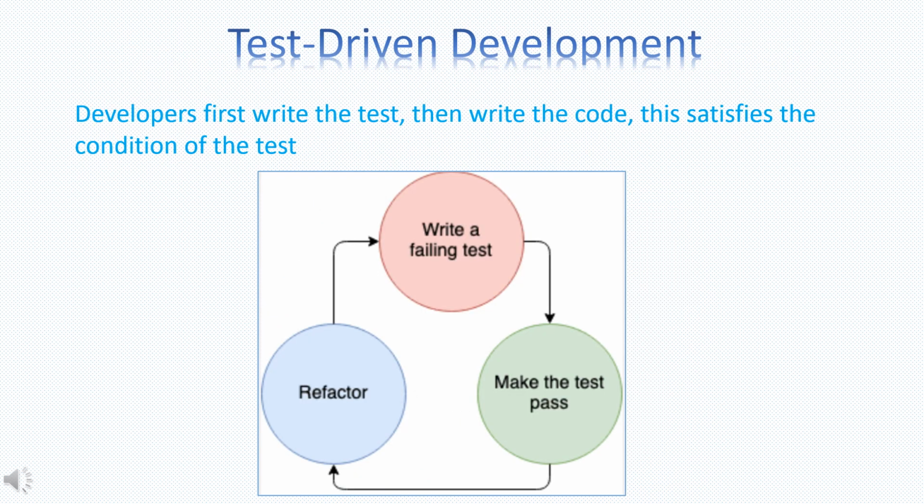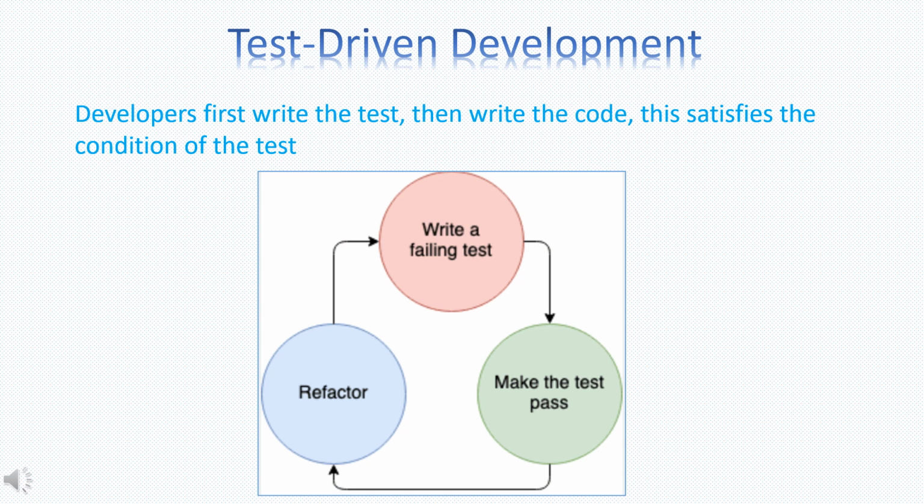Test-driven development is another innovation that came from XP. It is an evolutionary approach to software development where the software developer first writes the test, then writes the code that satisfies the conditions of the test.